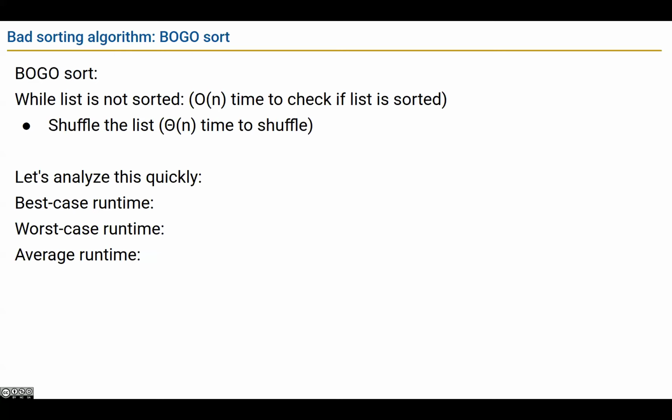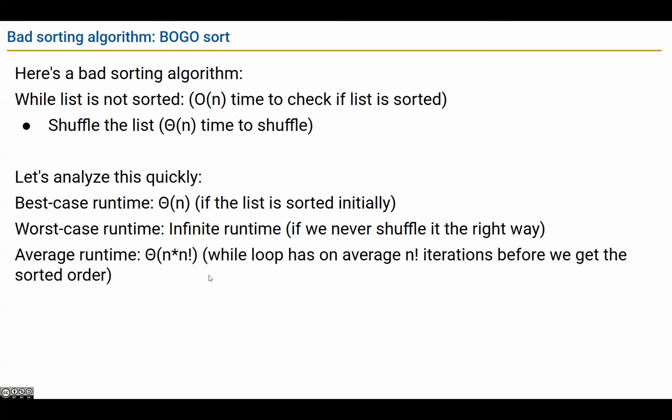What's the worst case runtime for this? Technically infinite, because you might not get lucky. You might have to keep shuffling over and over and over, and you just get unlucky. What about the average runtime? N factorial? Yeah, n times n factorial, actually, because you still need to check the list being sorted. But on average, you'll take n factorial iterations before we get to the sorted order.